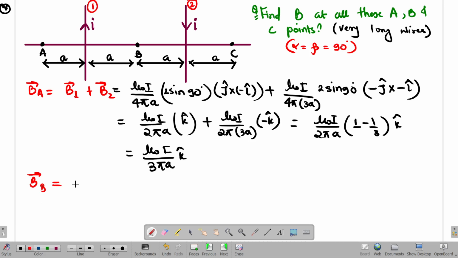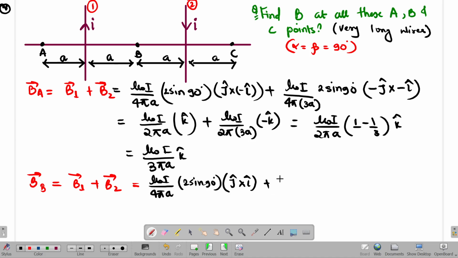It will be the magnetic field due to the first wire plus the magnetic field due to the second wire. But everything is the same now. Mu naught I by 4 pi A, 2 sine 90. Distance is the same or not? A, and it is J cap cross I cap plus mu naught I from here. Once again the same, 4 pi A, 2 sine 90.